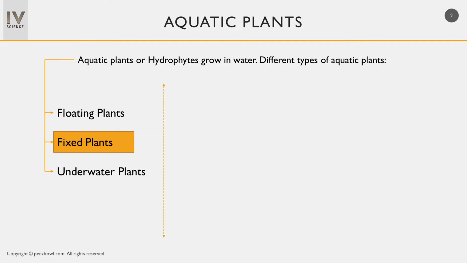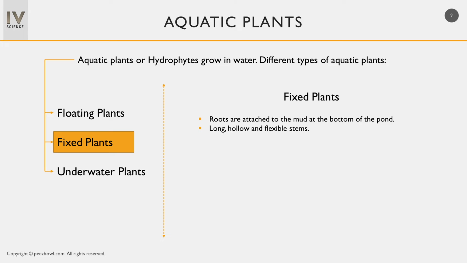The second type of aquatic plant is fixed plants. Fixed plants have roots that are attached to the mud at the bottom of the pond. These plants have long, hollow and flexible stems. They have broad and flat leaves that float on the water surface.